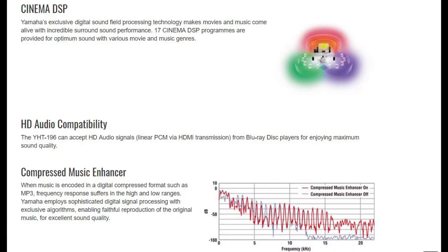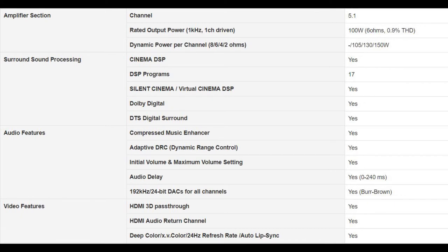This home theater has a cinema DSP, which is Yamaha's exclusive digital sound processing technology, and there are around 17 DSP programs available which can be switched to watch movies and music. It has a compressed music enhancer which is useful to enhance music from compressed formats such as MP3. It has a Dolby Digital and DTS digital surround audio decoder, and it is a bit of an old home theater system. That's why there are not a lot of audio decoders present.